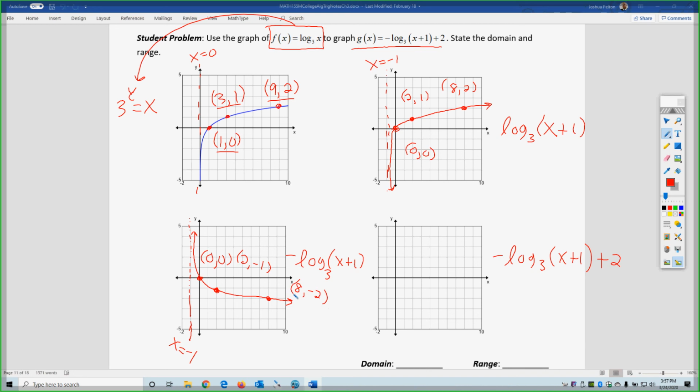Because the negative on the outside affects y, so it only changed the y value, which puts us over the x-axis. So lastly is plus 2 on the outside as a vertical translation that only affects y. So 0, 0 goes to 0, 2. 2, negative 1 goes to 2, 1. And 8, negative 2 goes to 8, 0. The asymptote stays the same of x equals negative 1.